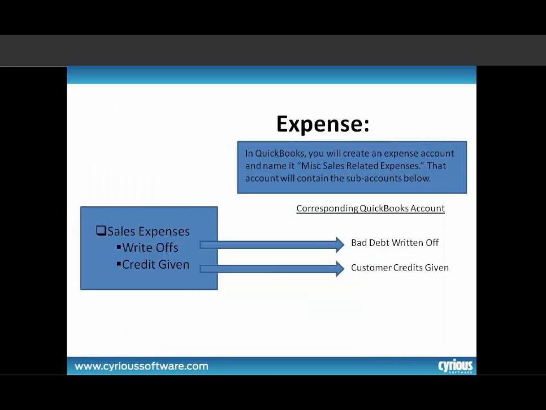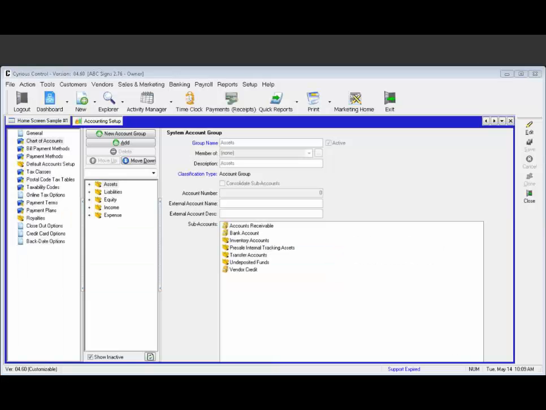Alright, so the last account we will go over are the expense accounts. In QuickBooks, you will create an expense account and name it Miscellaneous Sales Related Expenses. That account will contain the sub-accounts below. Write-offs and credit given will be exported out of Control. The corresponding QuickBooks account names for these accounts will be Bad Debt Written Off for write-offs and Customer Credits Given for credit given.